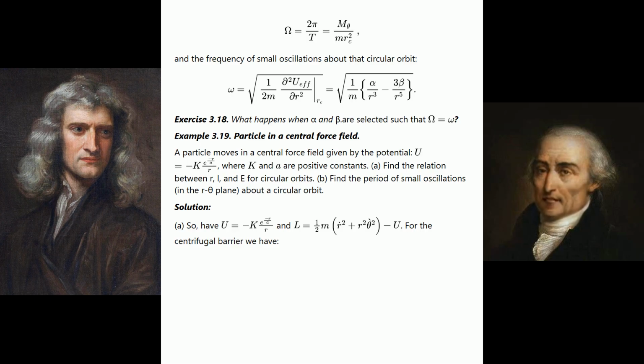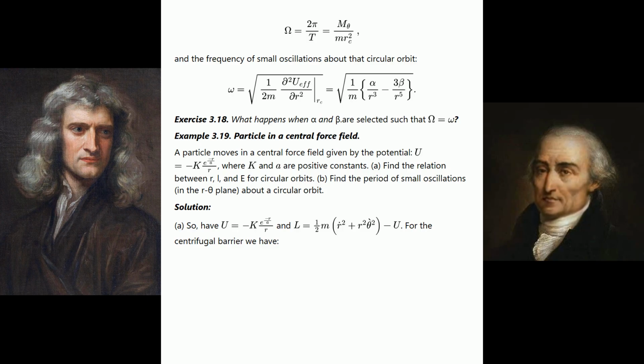Example 3.19. Particle in a central force field. A particle moves in a central force field given by the potential U equals minus k e raised to the minus r over a power, over r, where k and a are positive constants. A. Find the relation between r, L, and E for circular orbits. B. Find the period of small oscillations, in the r-theta plane, about a circular orbit.